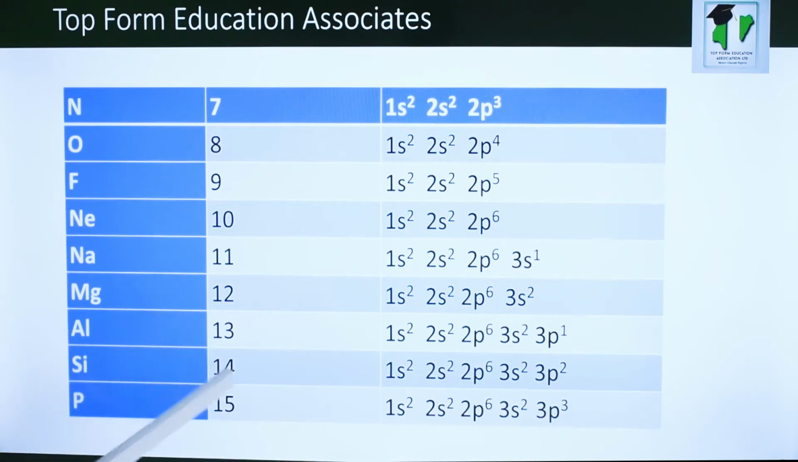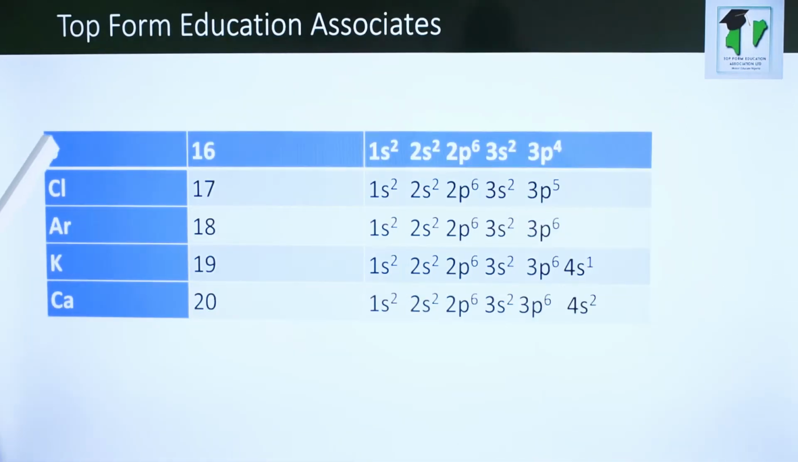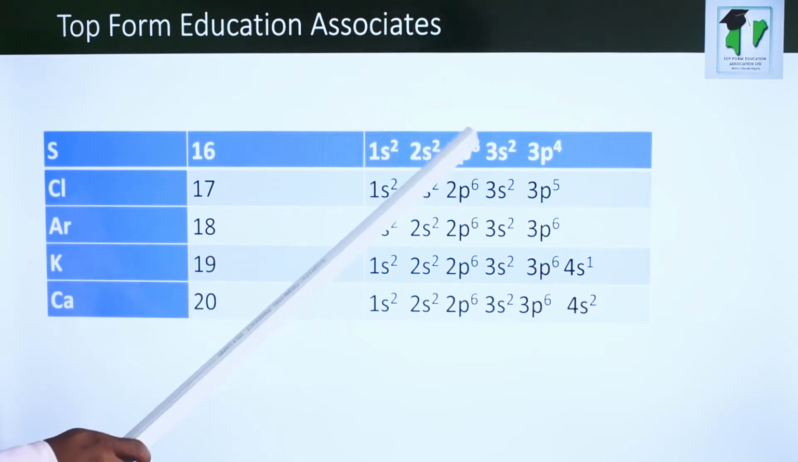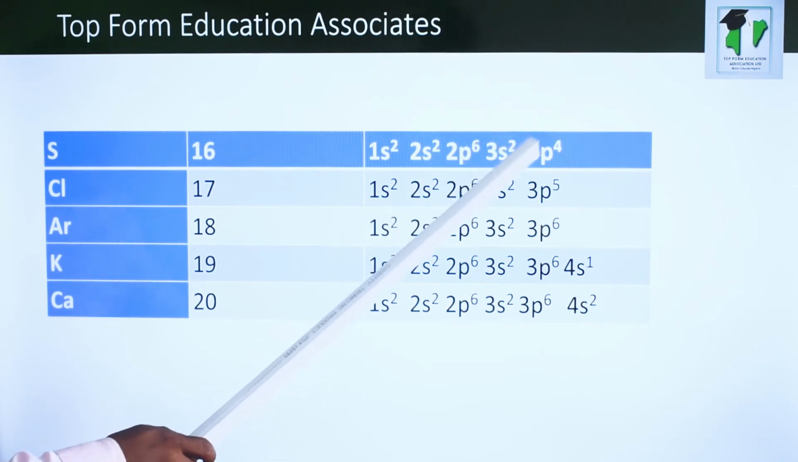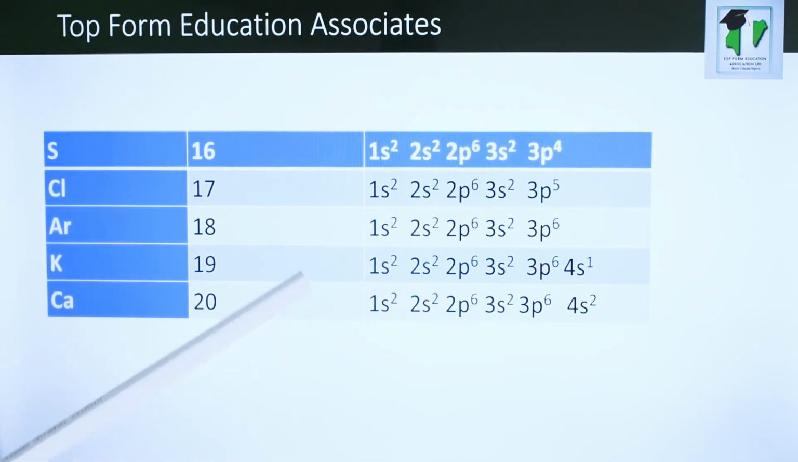Silicon, 14, 1s2, 2s2, 2p6, 3s2, 3p2. Do you understand? Now for phosphorus, 15, 1s2, 2s2, 2p6, 3s2, 3p3. Sulfur, 16, 1s2, 2s2, 2p6, 3s2, 3p4. Are you following?